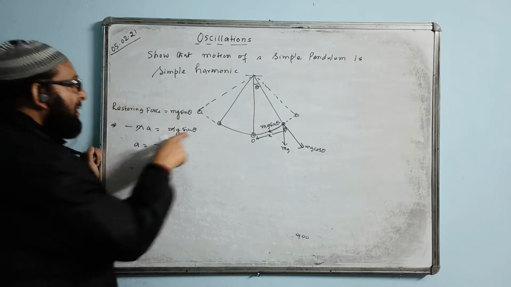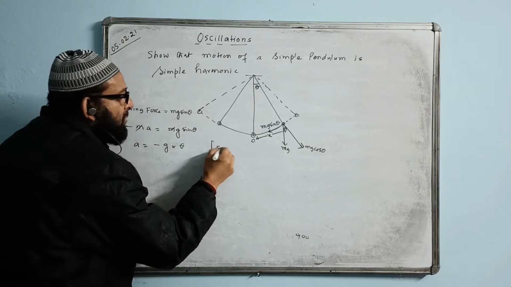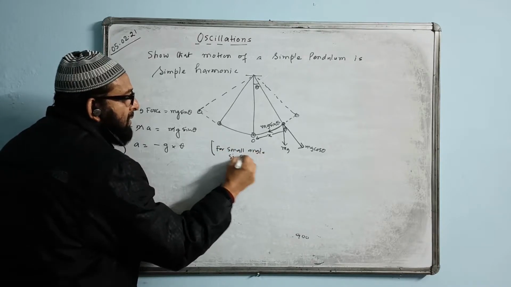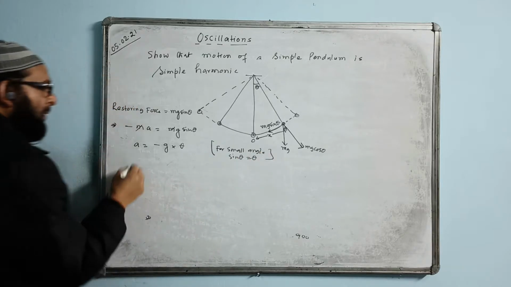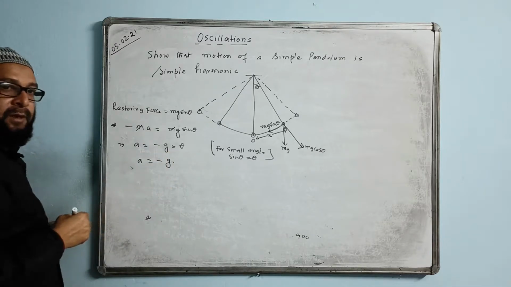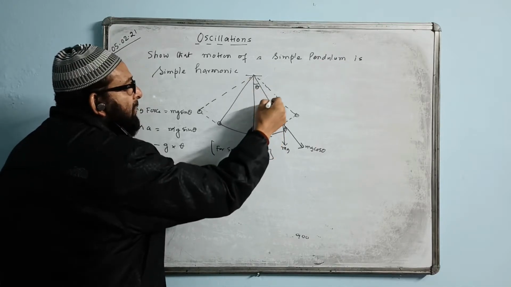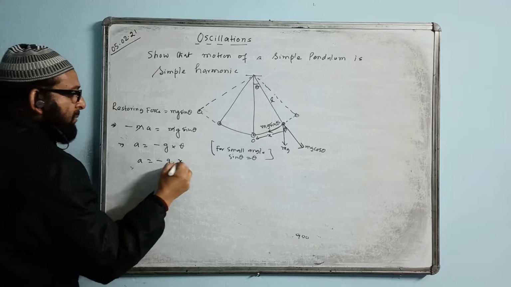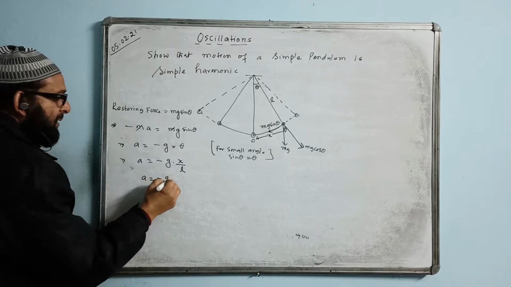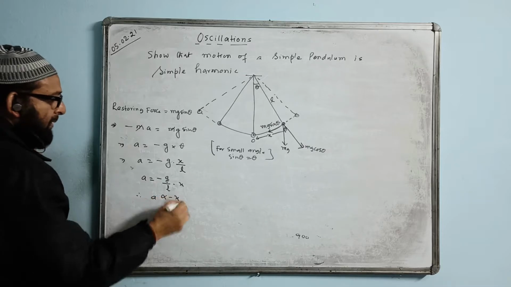When the angle is small, sin theta is equal to theta. For a small angle, sin theta is equal to theta. Write a as it is, minus g, and we know the formula theta is equal to arc by the radius. Arc is x and the radius is the length of the pendulum L. So here I write x by L. Therefore a is minus g by L into x. Therefore, a is proportional to minus x.